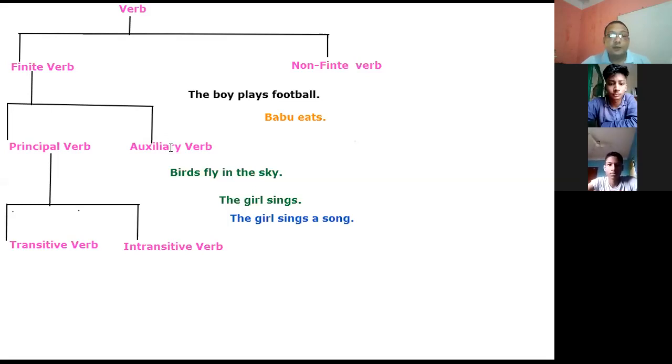We are going to our next lesson. Our next lesson will be on the remaining part of verbs, non-finite verb. We will discuss non-finite verb in our next class.